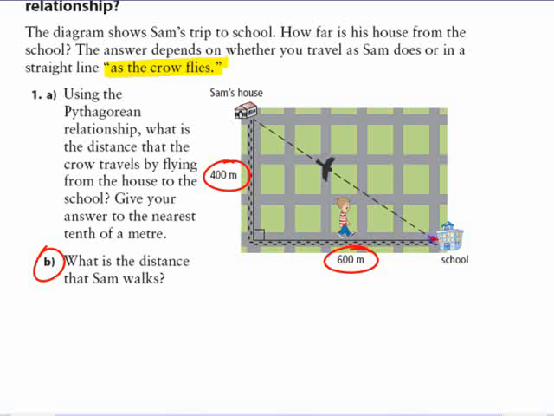Sam walks like that, right? How far is it from the house to the school? The answer depends on whether you travel as Sam does or in a straight line. Sam travels 400 plus 600, or 1,000 meters, right? The crow is going to be shorter, right? Diagonally across there is going to be shorter than going down and across.